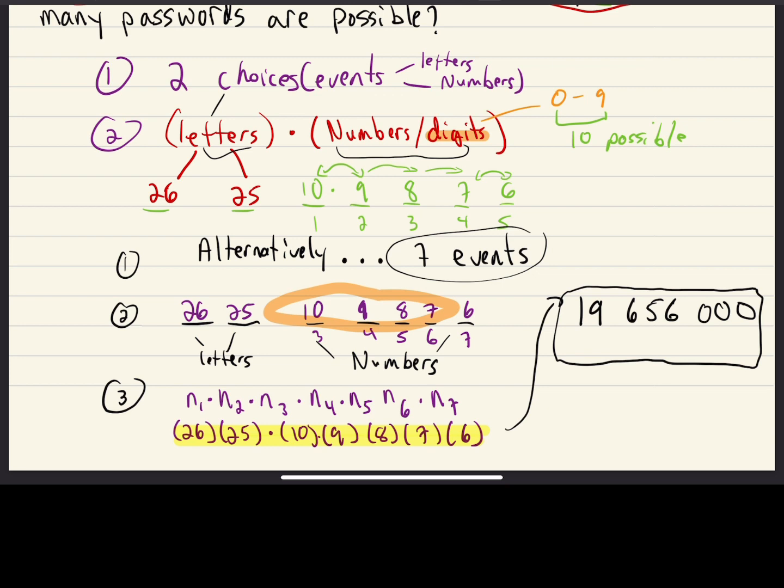Okay. And so again, no matter which way you approach it here, you would have got the same answer. Looking back at it now, I would say probably to look at it as 7 events, right? Comprised of 2 letters and 5 numbers is probably the simplest way to look at it. But if you found the first way simpler, that's fine as well.